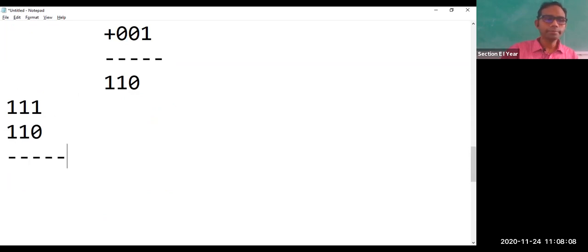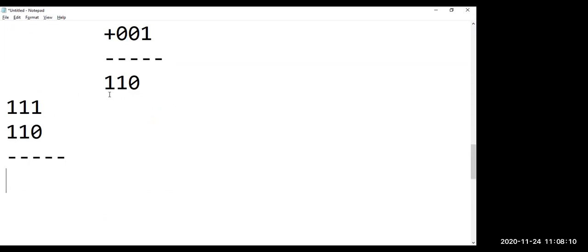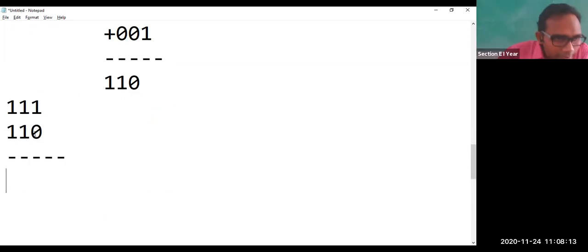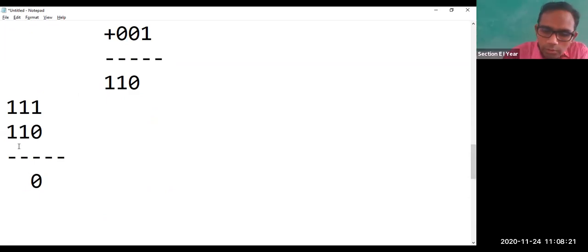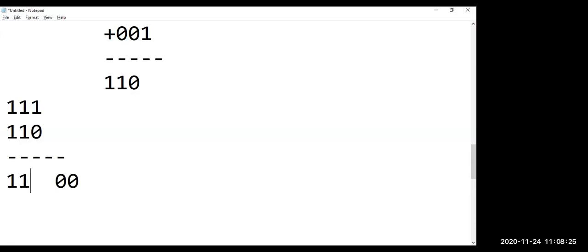Addition part. So 1 plus 0 is 1. Then 1 plus 1 is 0 with a carry bit of 1. Then 1 plus 1 plus 1 is 1 1. So how many numbers did we get?